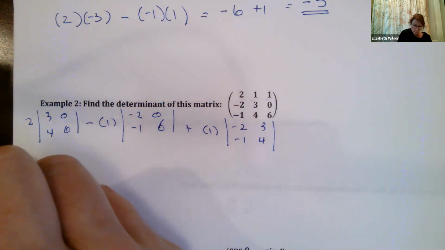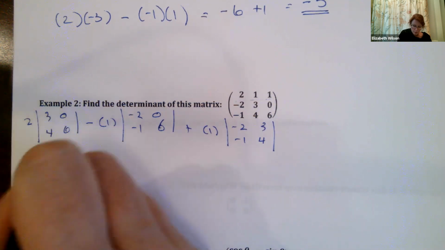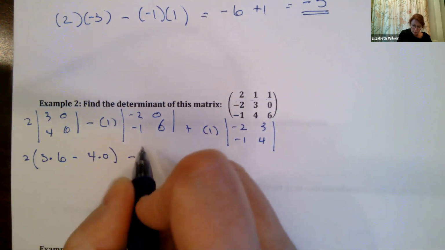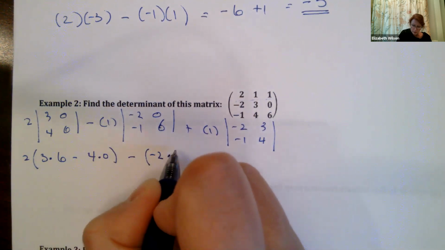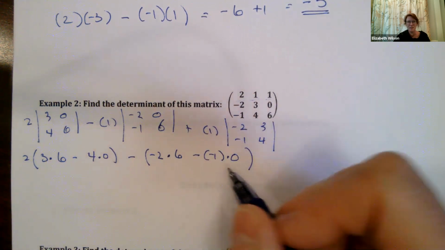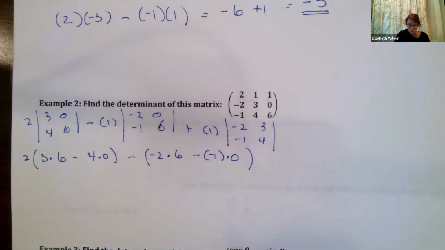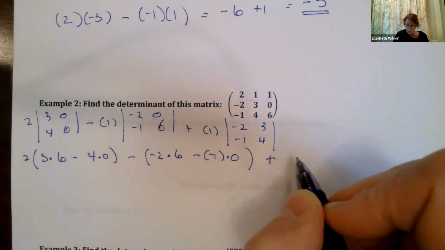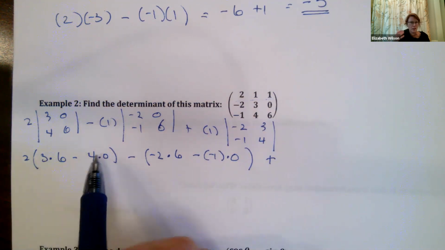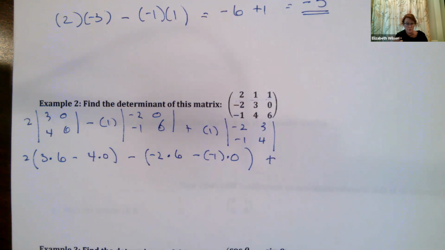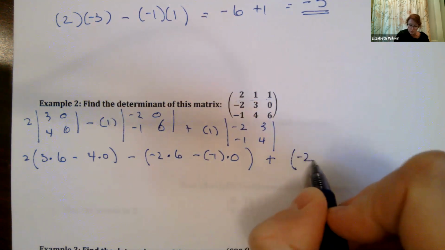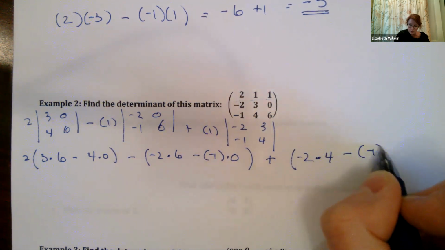So this is going to become 2 times 3 times 6 minus 4 times 0, minus 2 times 6 minus minus 1 times 0. I'm putting in the times 0 so that you can see those are happening, but you don't need to put those in next time. Unless it's a 0 here, and then you want to say 0 minus something, to keep yourself in mind that you actually have to multiply by a negative number. So this is 1 times minus 2 times 4 minus minus 1 times 3.